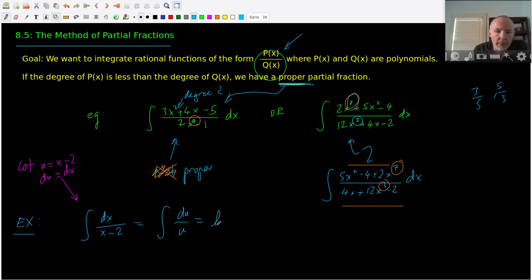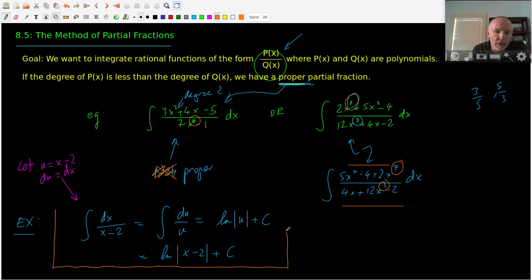So you very quickly see that this is the really bad handwriting. This is the natural log of the absolute value of u plus a constant when you integrate it. So in other words, this is the natural log of the absolute value of x minus 2. And we've seen that. We might not have concentrated on it a lot, but we've seen it before. I want you to remember that little calculation.